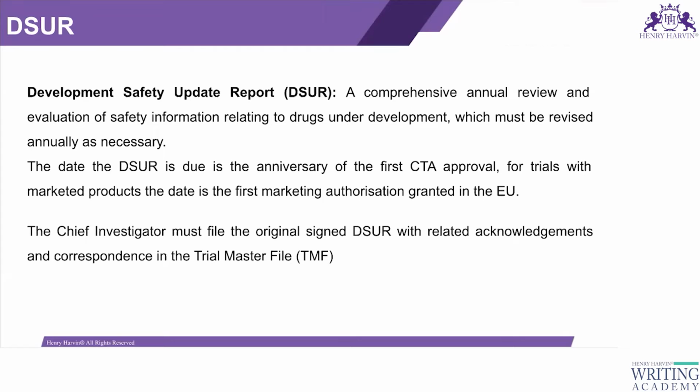So, suppose the CTA, the clinical trial application, is approved in the month of April 2023. Then the first DSUR will be submitted in the month of April 2024. And from then on, the cycle of submission of the DSUR will continue.